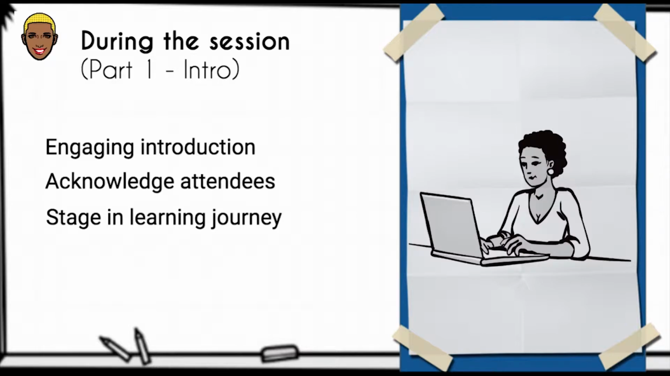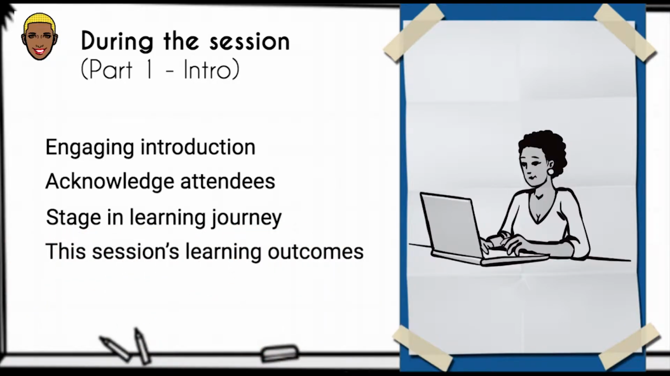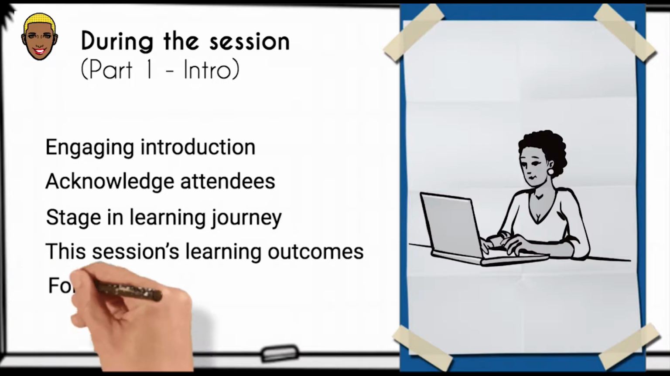So once you have enough attendees in the room, you can begin to talk about the stages that they're in in the learning journey. For example, if this is session 3 out of 5, you can mention that. Or if it's a standalone module, you can explain to them what role this plays in their personal learning journey.